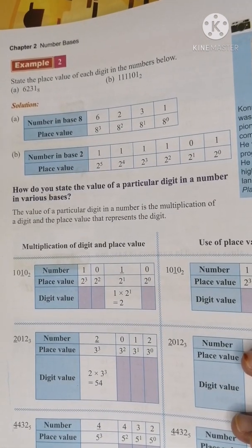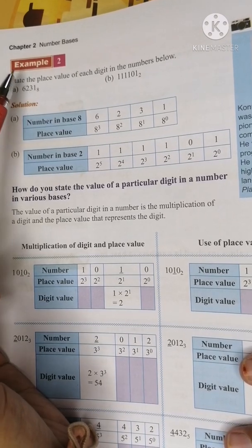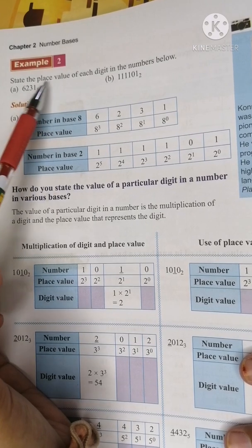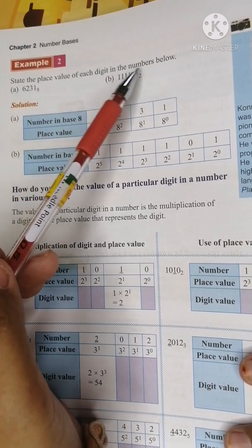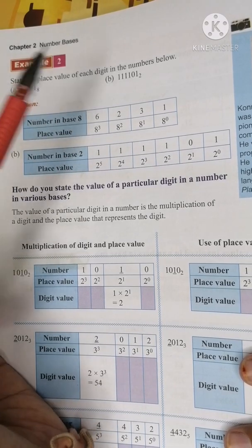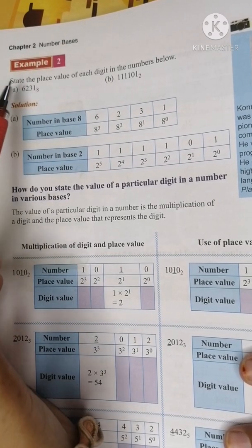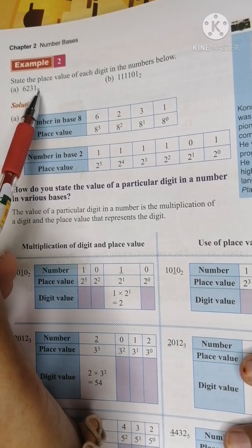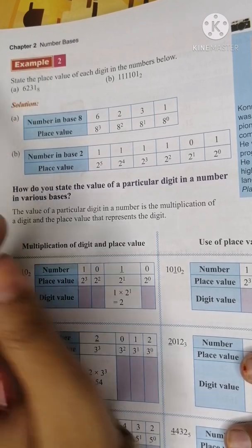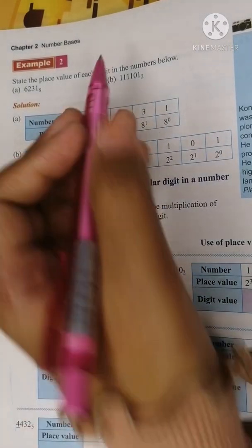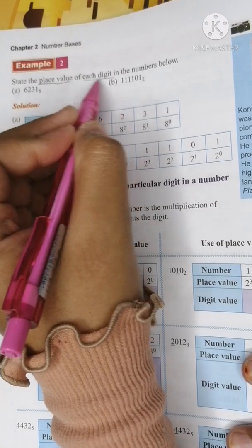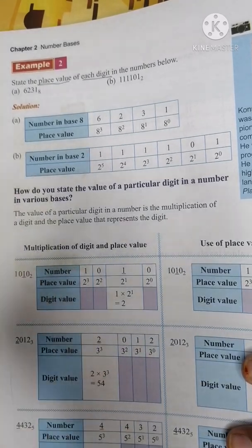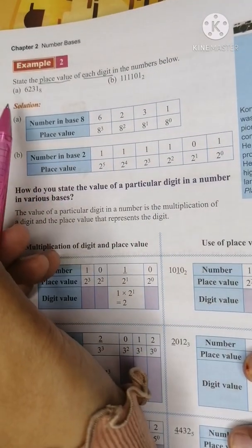Okay, now we proceed with example 2. When you look at example 2, the question asks you to state the place value for each digit in the numbers below. So how do you state the place value? Look at A, which is 6231 base 8. The question asks you to state the place value for each digit, so for every digit in this number you need to state the place value. So how do you do it? Look at the solution.